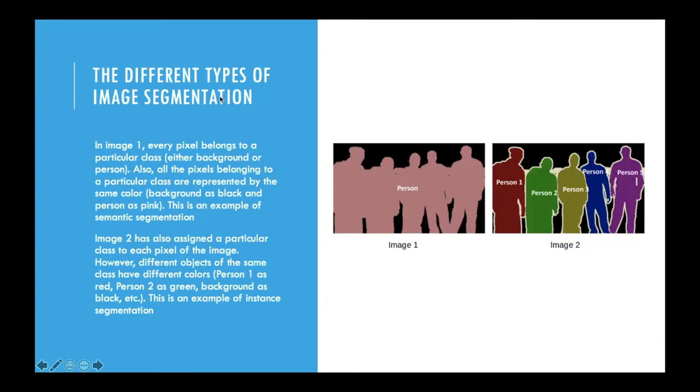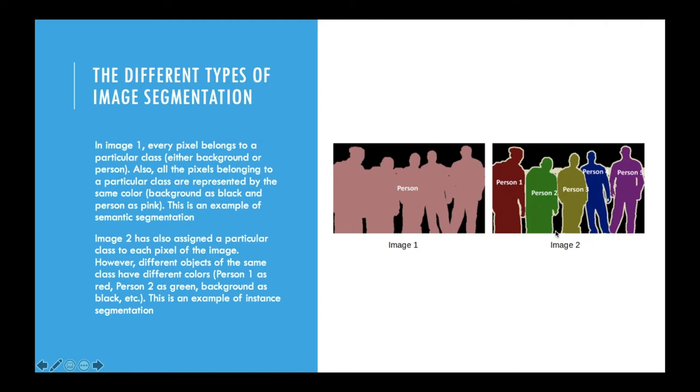The different types of image segmentation, as you can see right here, there are two images. Image one is just separating the person from the background, right? So we can use two types of image segmentation. We will talk about it later. In the first image, we only see that there is a person and there is a background, right?